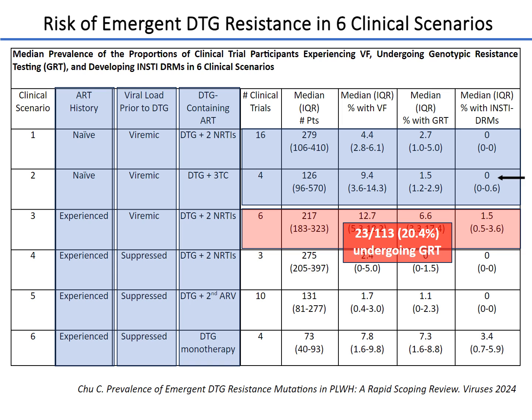Among patients with virologic suppression at baseline, INSTI-associated drug resistance mutations only emerged in those receiving dolutegravir monotherapy, but not in the 13 trials in which virologically suppressed patients received a dolutegravir-containing 2 or 3 drug regimen.